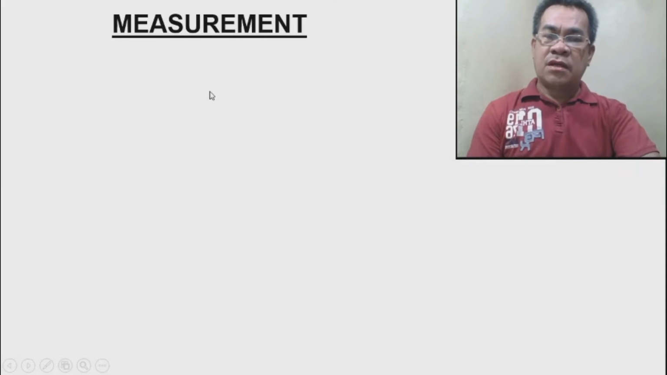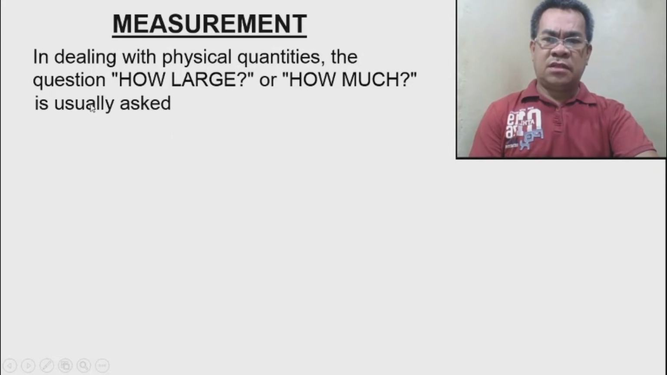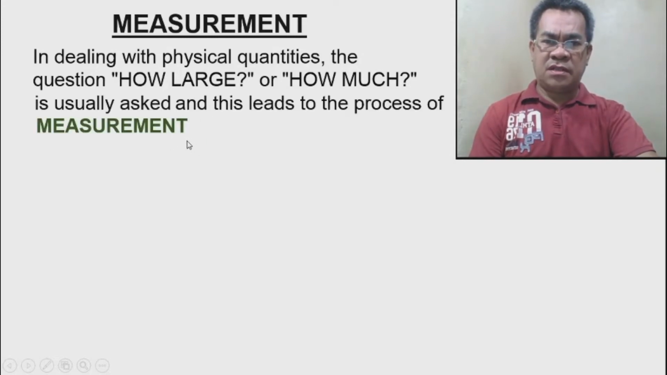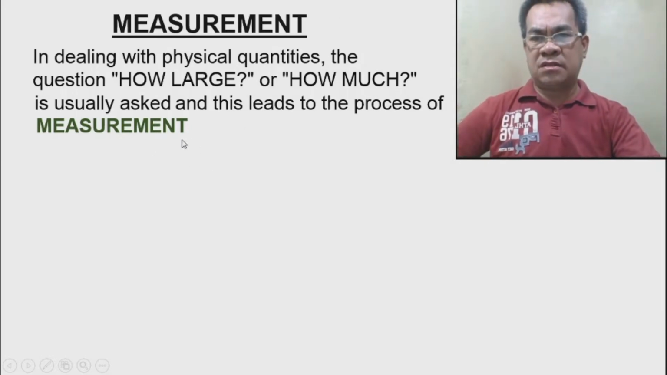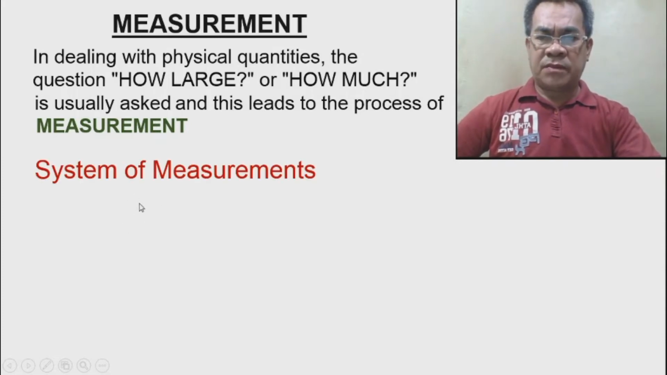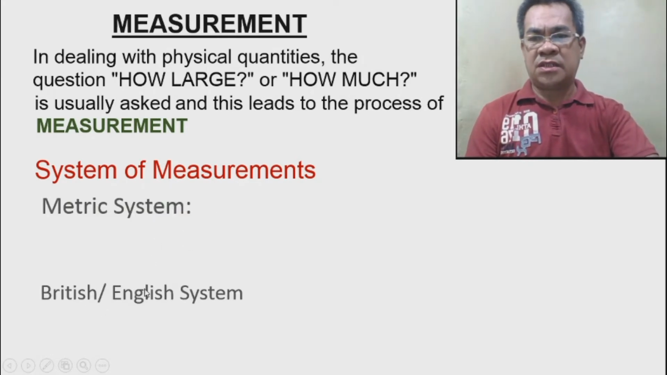In measurements, we are actually dealing with the question of how large and how much. When we ask how large, how much, it leads us to the process of measurement. To answer this question, how large, how much, the answer is measurement. Now in measurements, we have two kinds of systems: the metric system and the British or English system.